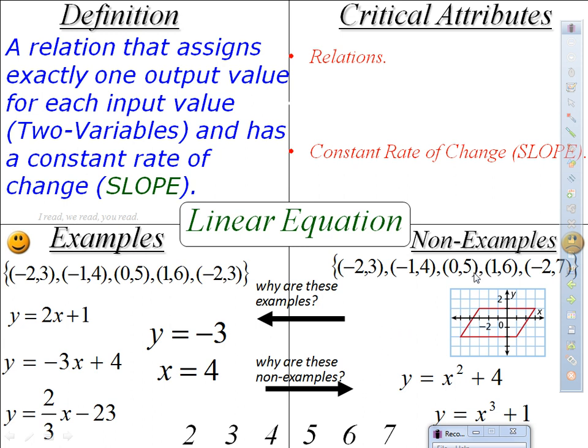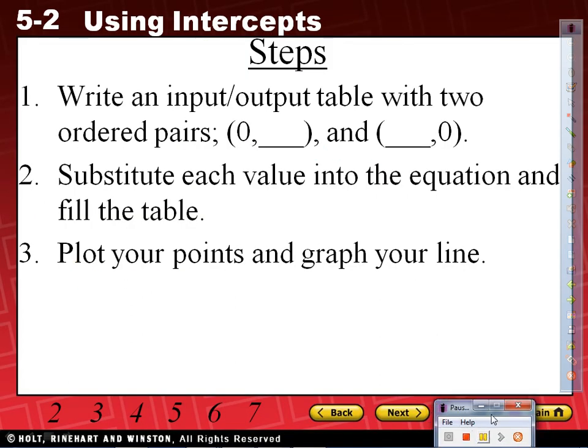Steps. Number one, write an input-output table with two ordered pairs. The first ordered pair is parentheses 0, comma, blank. And the second ordered pair is blank, comma, 0. Step 2. Substitute each value into the equation and fill the table. Step 3. Plot your points and graph your line. Copy those steps down, please.